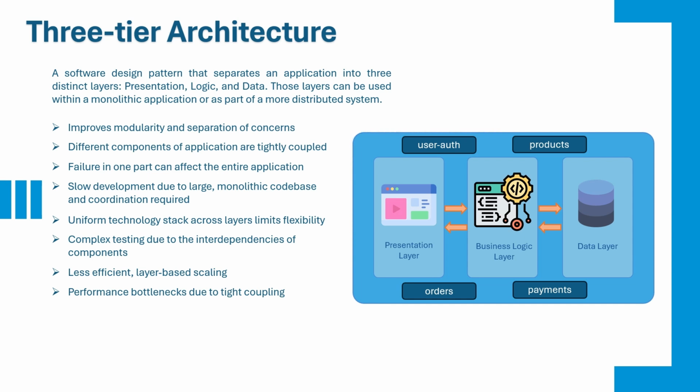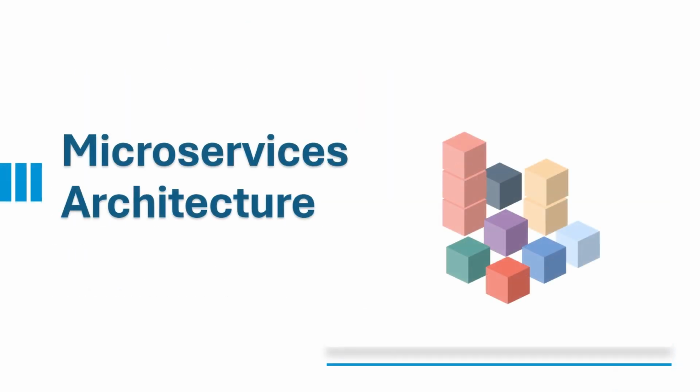In summary, while the three-tier architecture brings significant improvements over monolithic designs by enhancing modularity and separation of concerns, it still has notable drawbacks. Next, we'll explore how microservices architecture addresses these challenges, providing even greater flexibility, scalability, and resilience for modern applications.